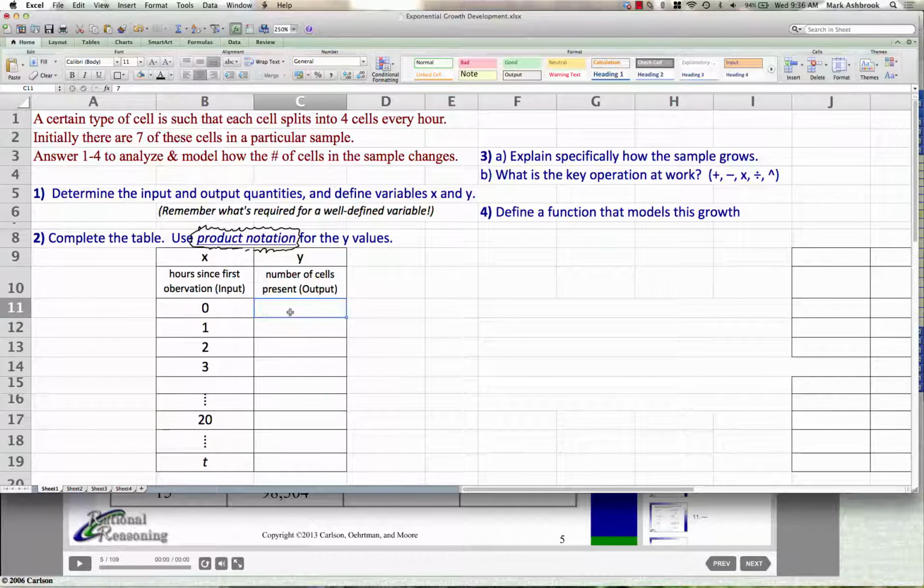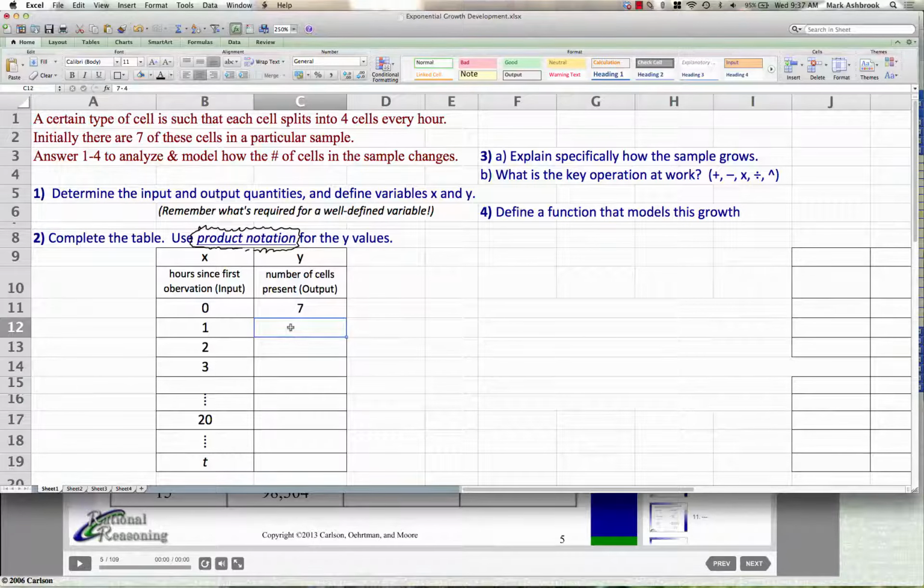How many cells present after 0 hours? 7. Start with 7. An important thing, and this is going to be the initial value: does the initial value correspond to 1 or 0 for input? 0. Okay, so sometimes that gets confusing. Students think that initial value corresponds to an input of 1. No, it's always input of 0. Okay?